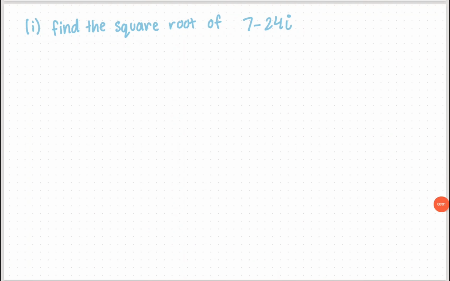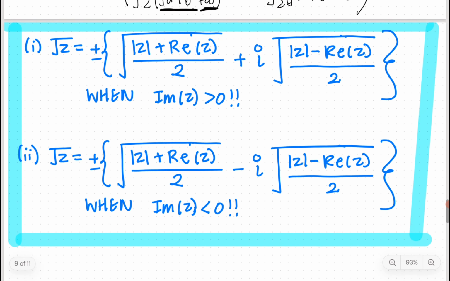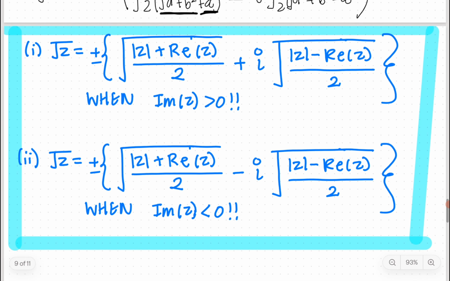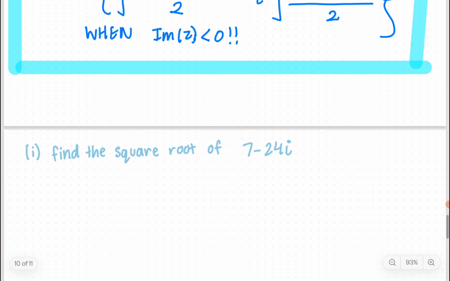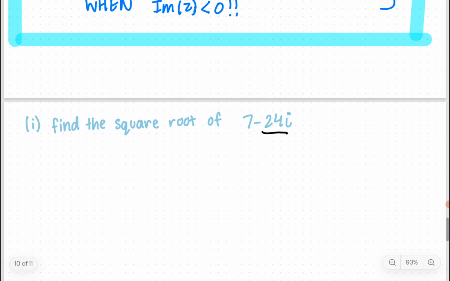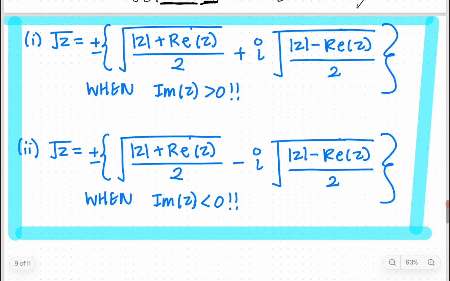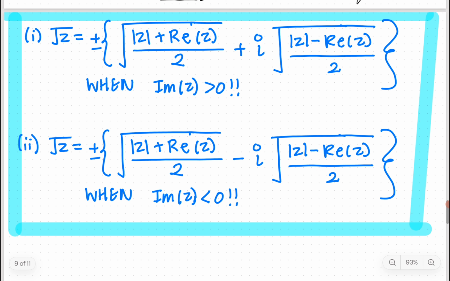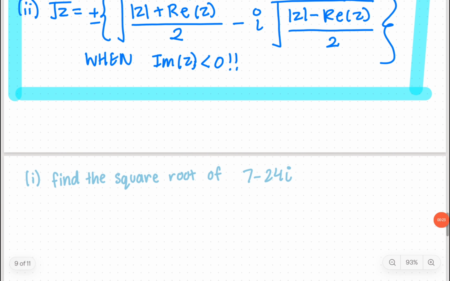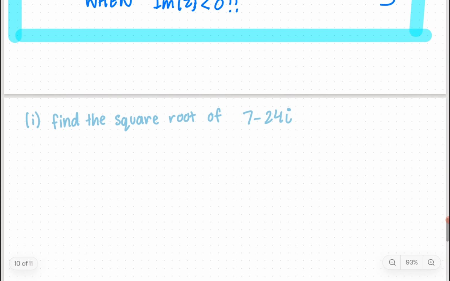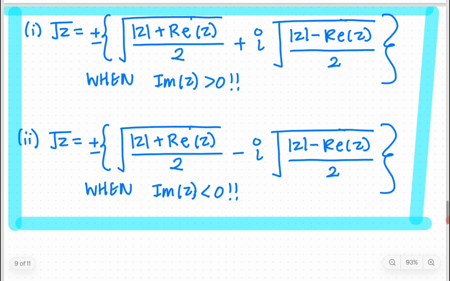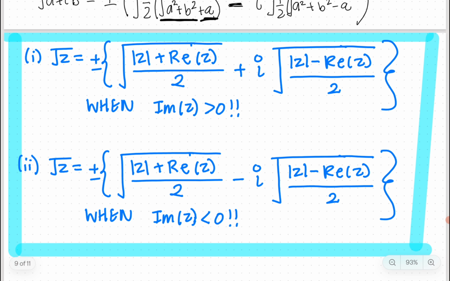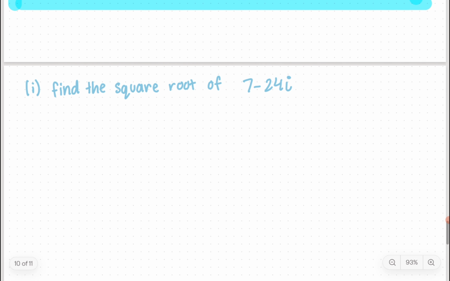Alright, so our practice problem is find the square root of 7 minus 24i. And all you need to do is look at the formula and just replace the corresponding values. But be careful because you want to know if the imaginary part is greater than 0 or less than 0. So pause the video and give this problem a go. Alright, so hopefully you gave that problem a go. Once again, here is the formula to find the square root of a complex number. So let's get right into it.